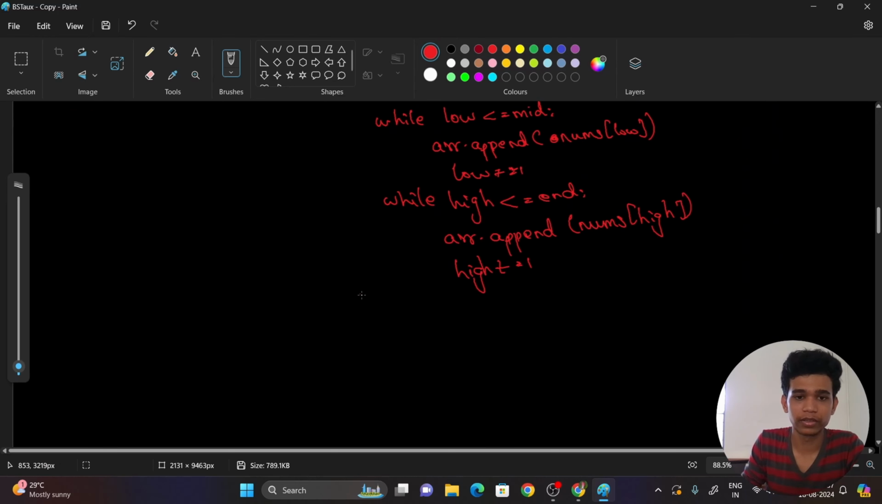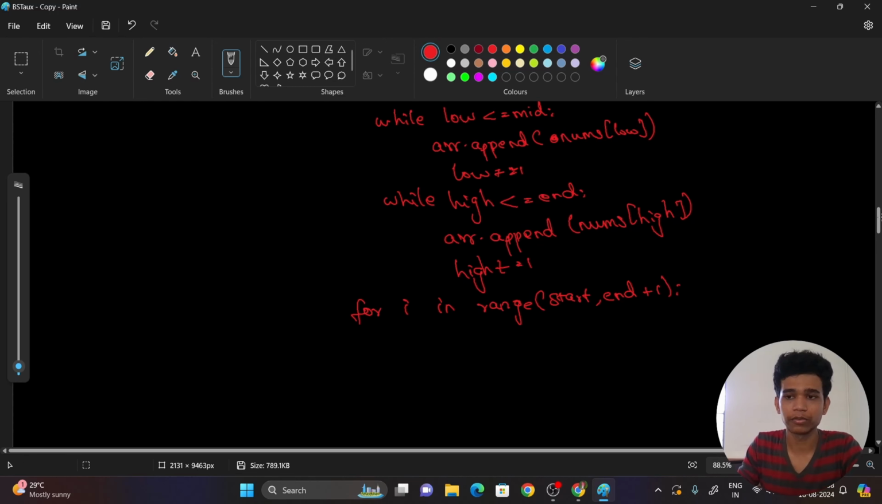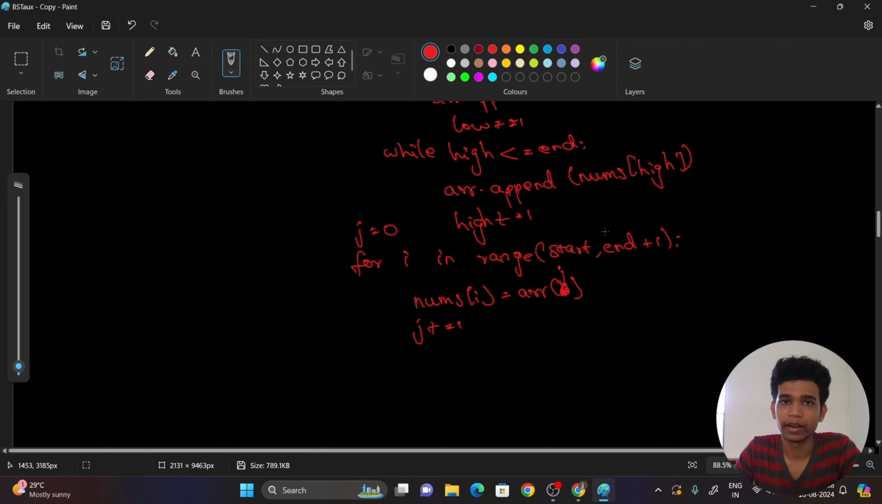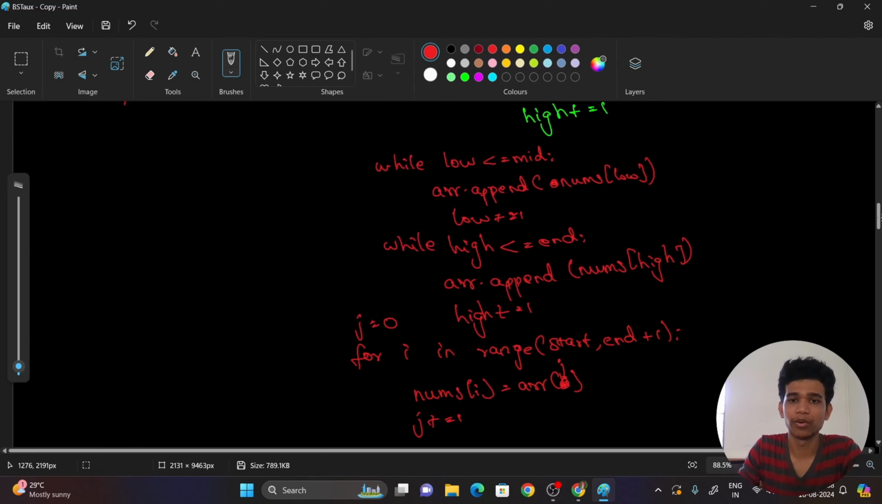Now how to do this? Just take a for loop for I in range from where to where? From start to end. In Python we want to put plus 1, so end plus 1. From start to end, what should I update? I should update every value in ARR to the nums. So nums of I should be updated to ARR of J. Simple, right? So J plus equal to 1, and here J will be 0. Can you understand this? Yes. So this is my whole code.